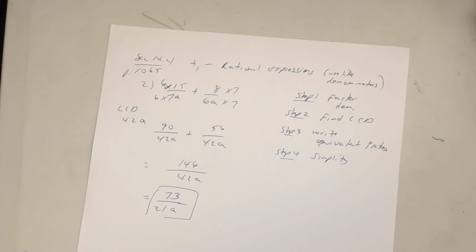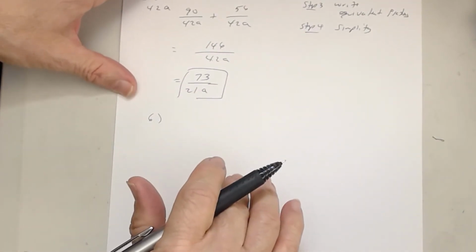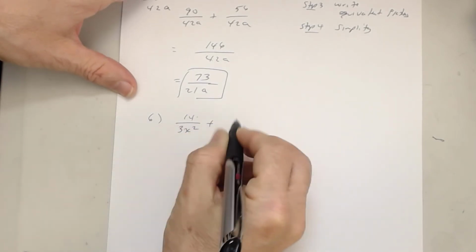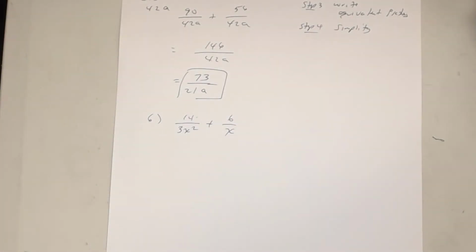All right. Let's look at this one. So this is going to be number 6. All right, number 6, you have 14 divided by 3x squared plus 6 divided by x. Step 1 is to factor the denominators. Those are monomials, so I'm done, right? Step 2 is to find the LCD. What do you think the LCD is?